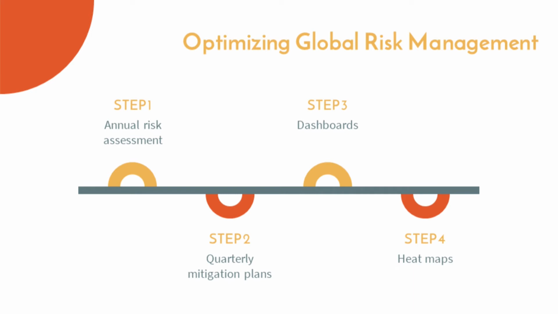There are 4 steps to optimizing global risk management. Step 1, annual risk assessment. Step 2, quarterly mitigation plans. Step 3, dashboards. And lastly, step 4, heat maps. That's all from me, and we go to the next presenter.